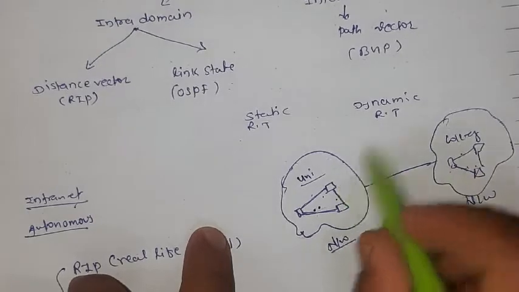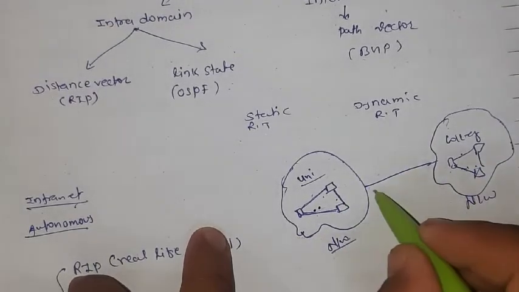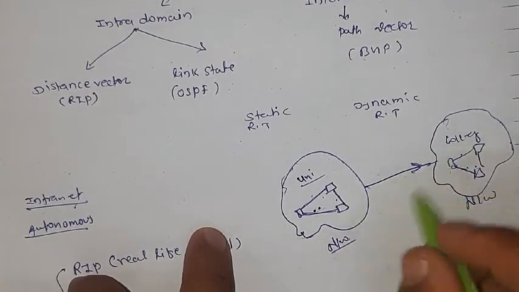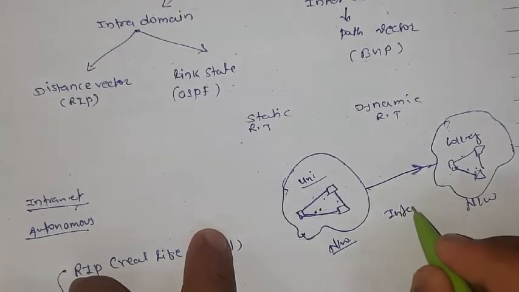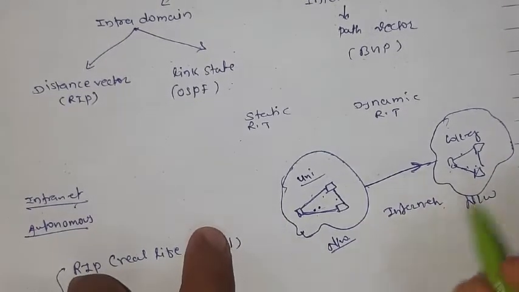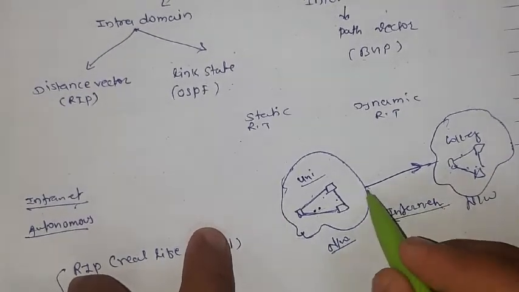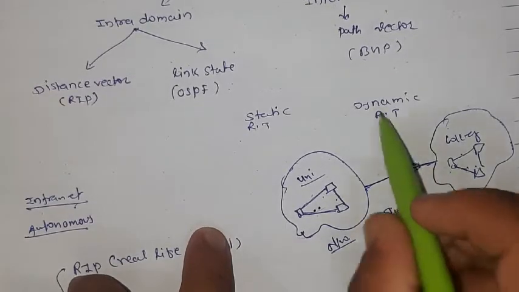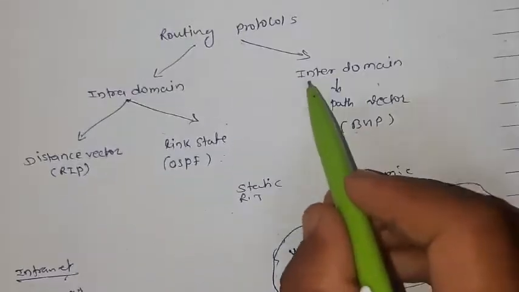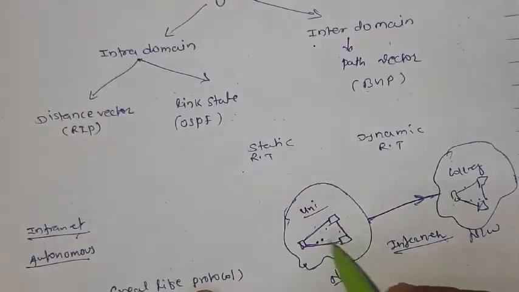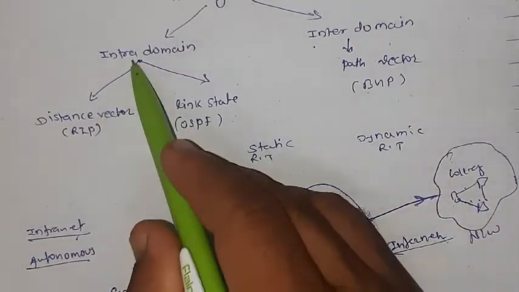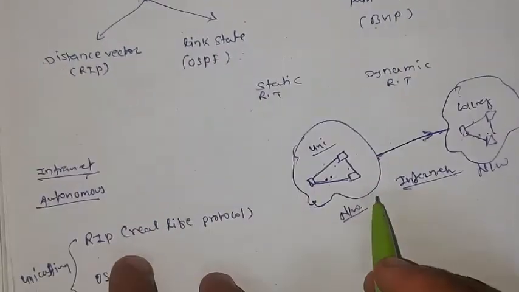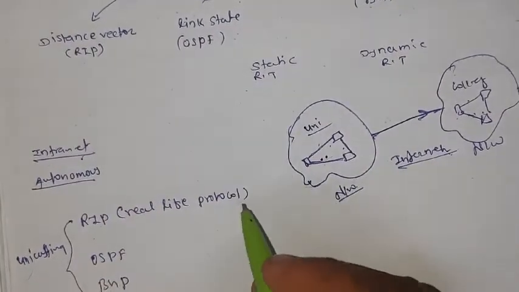But when these two networks want to share some data between each other, that is called internetwork, or interdomain. This type of sharing of information is called interdomain, and the sharing of information or data inside a network is called intradomain. Okay, now let's come to the next point.